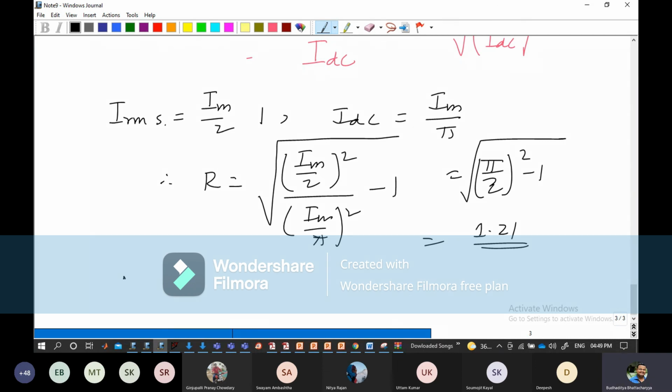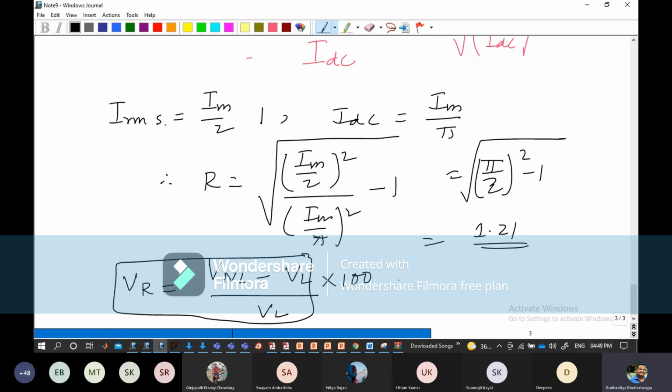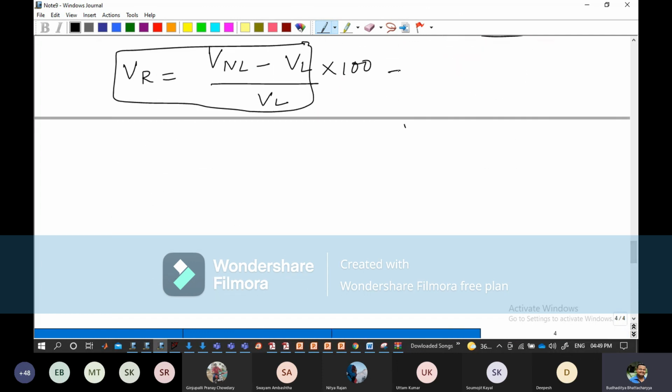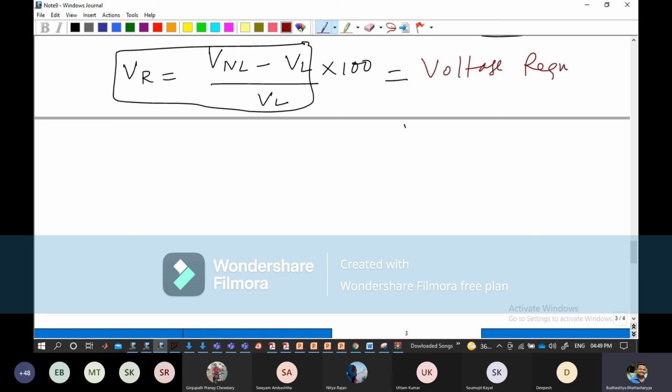And there is another parameter you can keep a note of, which is called voltage regulation, which is given by VNL minus VL divided by VL. This is called the voltage regulation in percentage. So what about the diode? When the half wave rectification is used, this is called voltage regulation. Maybe I'll stop it here so that we can come back and discuss this. This is not that important for a normal diode, because as we know, the voltage regulation is mostly done by a Zener diode. But the equation is something like this.